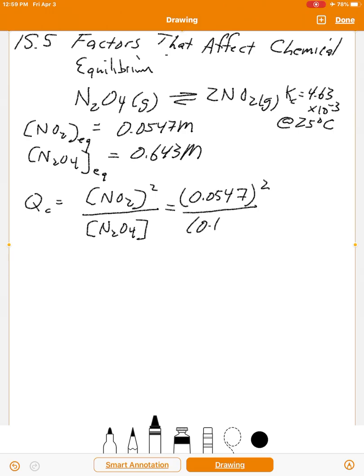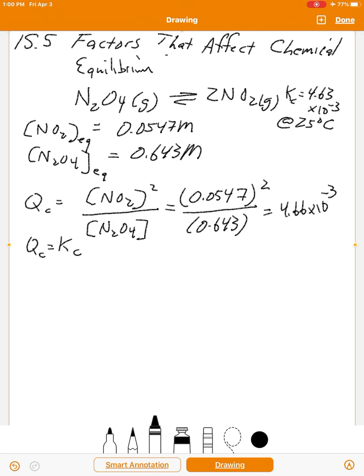divided by 0.643. Okay. So let's see what that works out to be. 0.0547 squared divided by 0.643. And it looks like you get about 4.66 times 10 to the minus 3. That's pretty darn close to 4.63. That's good, within 1 in 100. So we're pretty close. So we're going to say that this is equal to K.